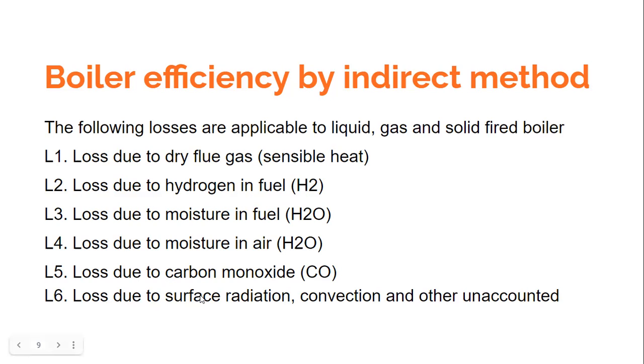All these losses, L1, L2, L3, L4, L5, L6, we can easily calculate, and that theory we will be discussing in a while. But these are the losses which are found in the boiler irrespective of the fuel used. There are certain losses which are unique to the solid fired boiler. Now what are they? Let me discuss them.